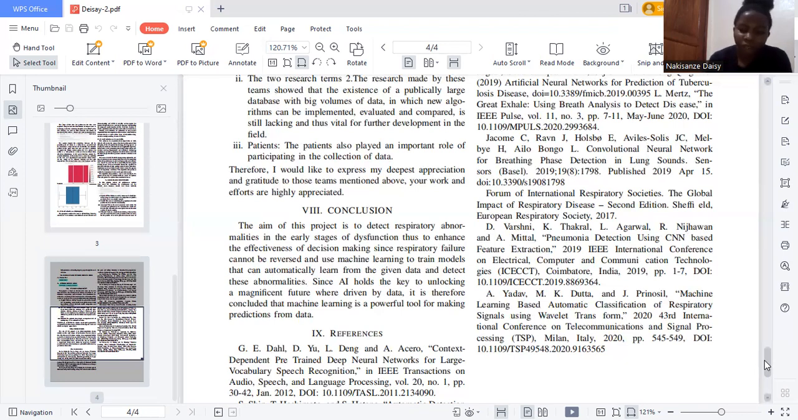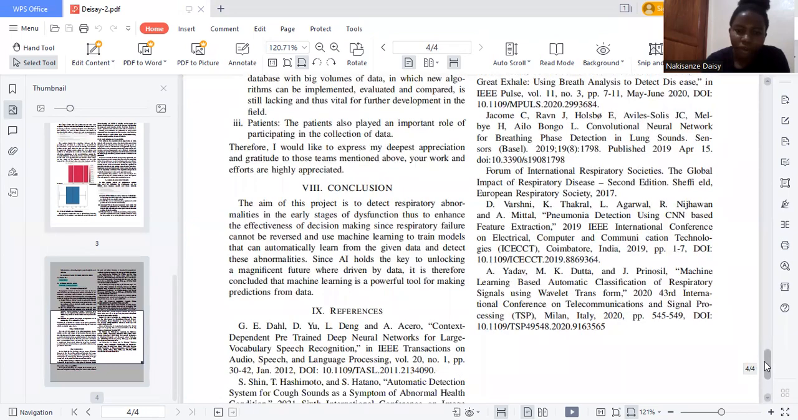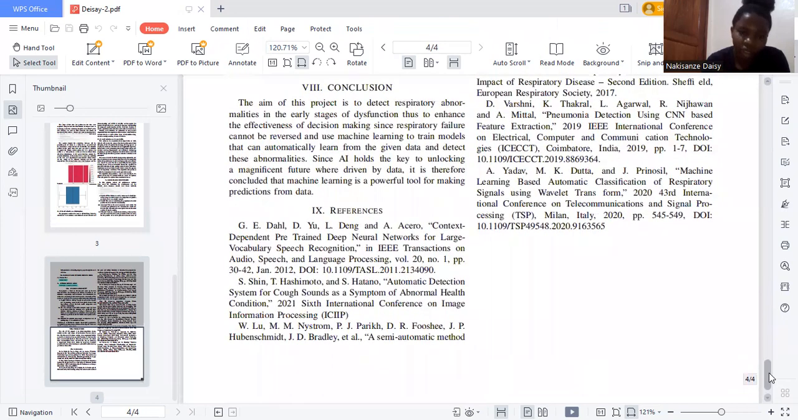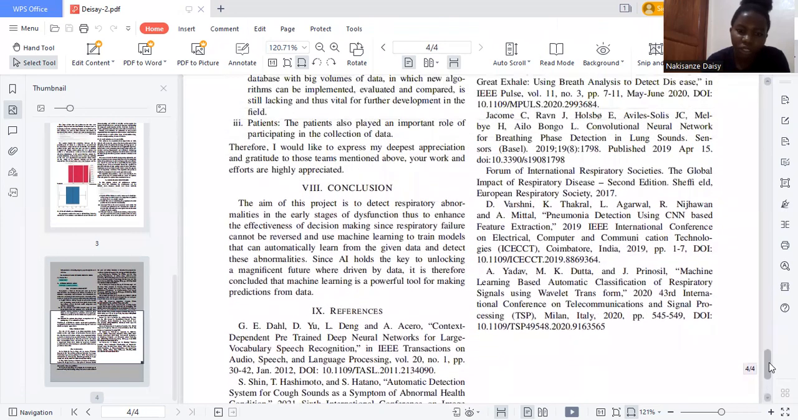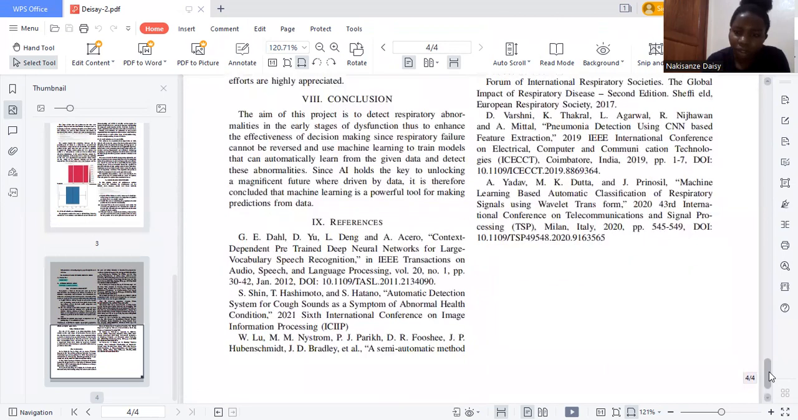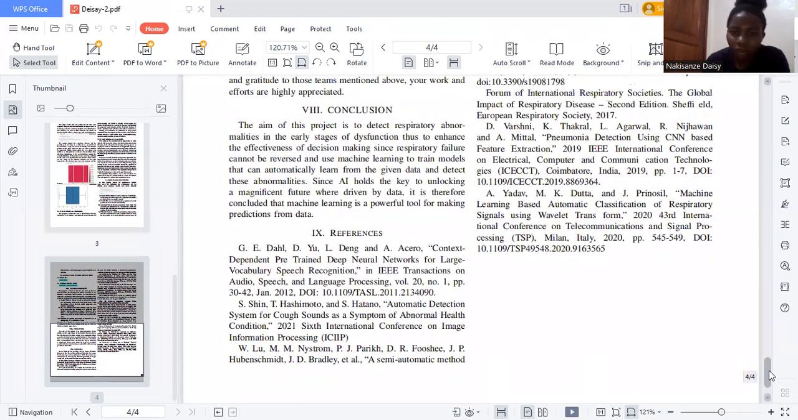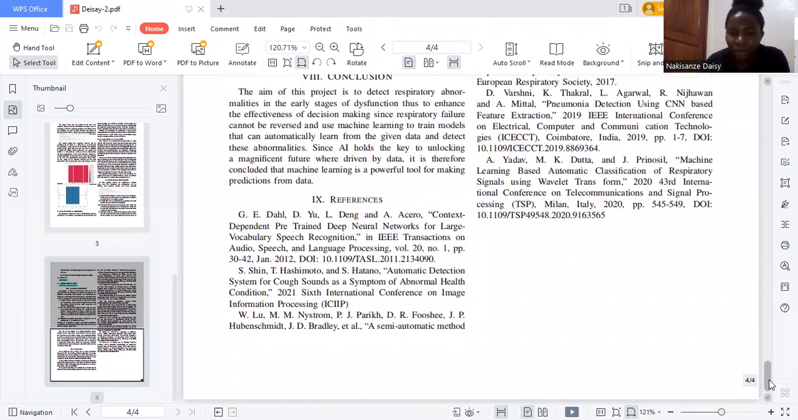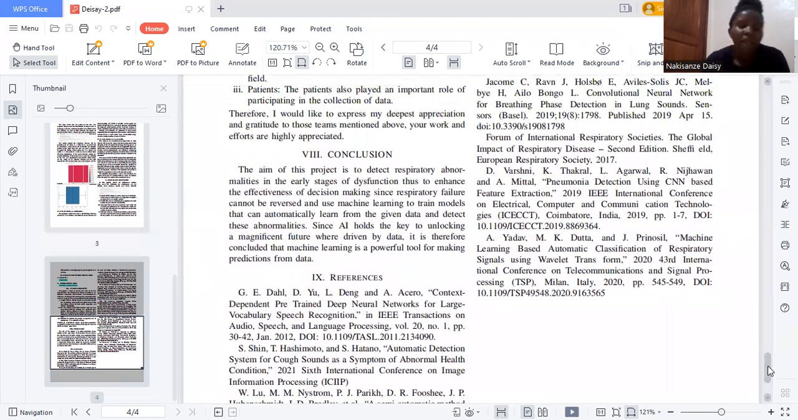I've almost come to the end of my presentation. I've provided many references in case you want to read more about this project. This paper consists of almost 16 references where I got the data.